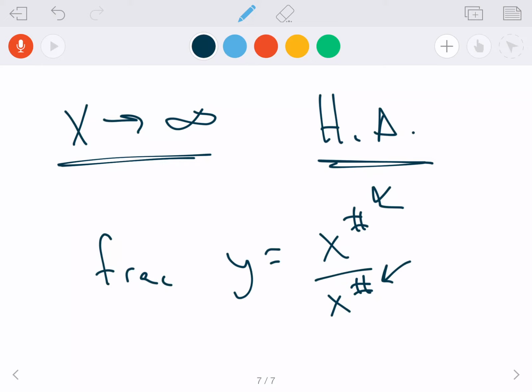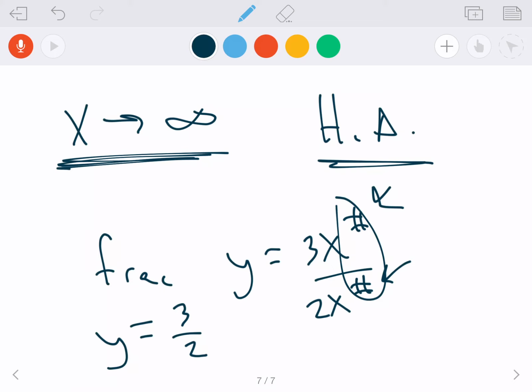If the bottom number is bigger, then y equals 0 is a horizontal asymptote, and so the limit as x approaches infinity is 0. If these numbers are the same and you have some coefficients out front here, then the horizontal asymptote is the fraction of those coefficients, and that's also your limit as x approaches infinity. Okay, so if you have x approaches infinity, follow your horizontal asymptote rules.